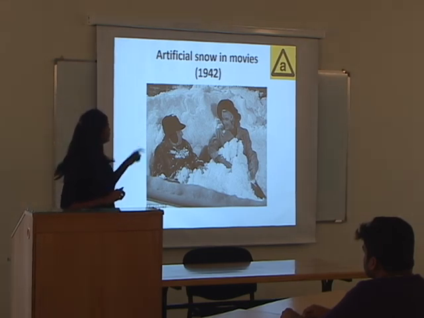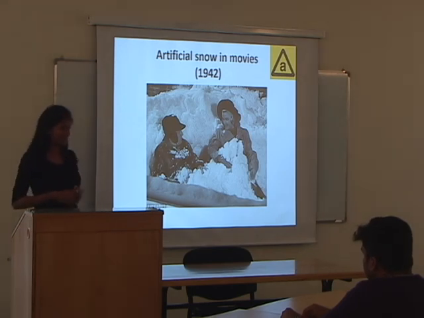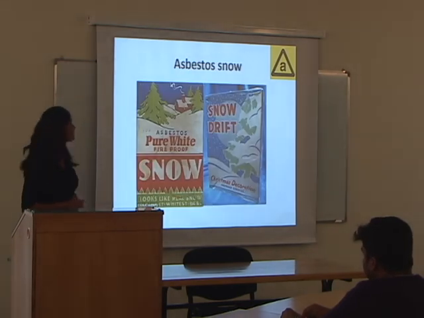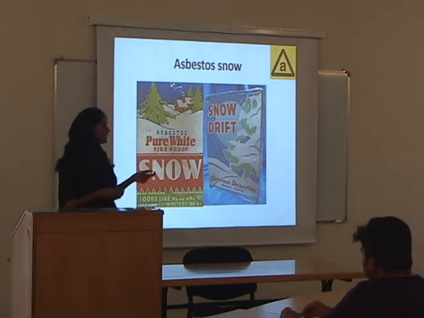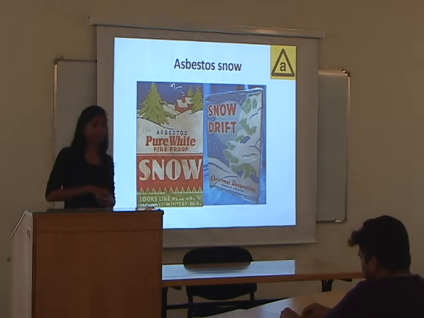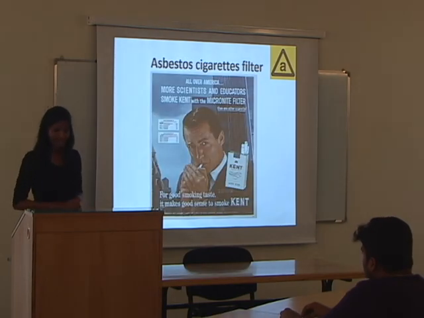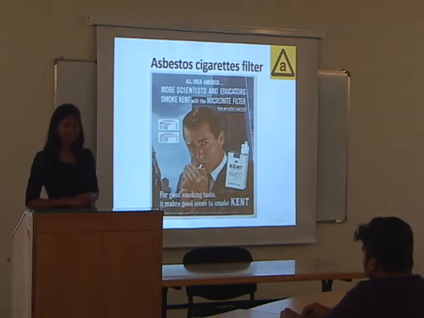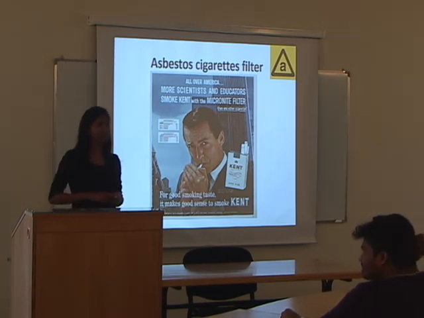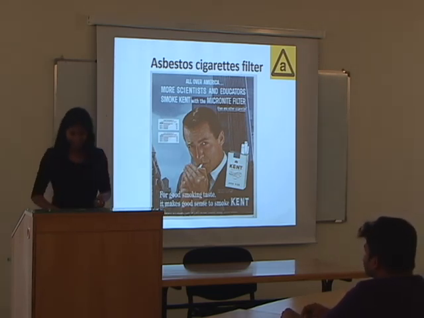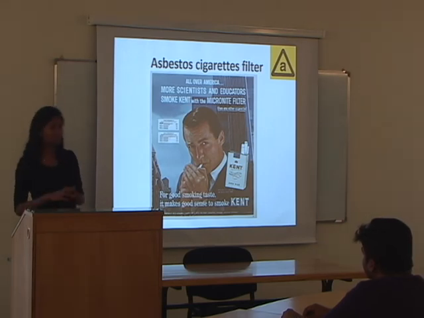This is the other one. In 1942, in one of the movies, they used asbestos as artificial snow, and maybe our parents might have used it for Christmas decoration, for snowflakes. And this is another interesting one. In Kent cigarettes, the cigarette filter was made of asbestos. This was in 1952. They changed it after about 10 years.